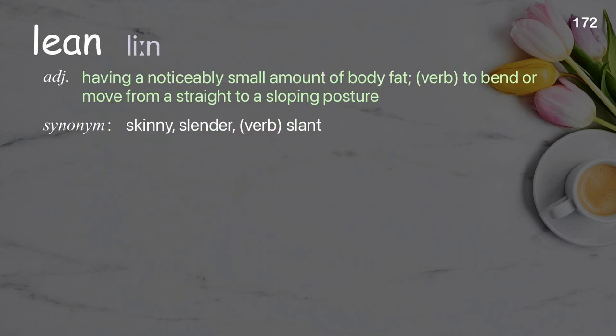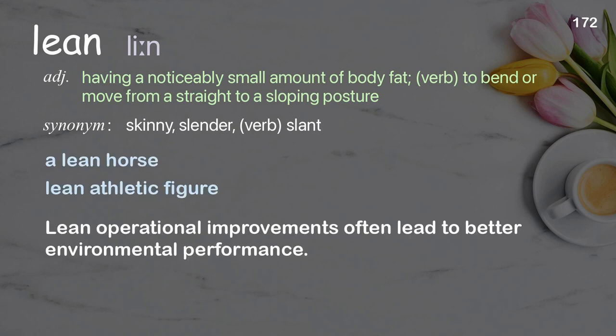Lean. Having a noticeably small amount of body fat. Verb: to bend or move from a straight to a sloping posture. Examples: a lean horse, lean athletic figure. Lean operational improvements often lead to better environmental performance.